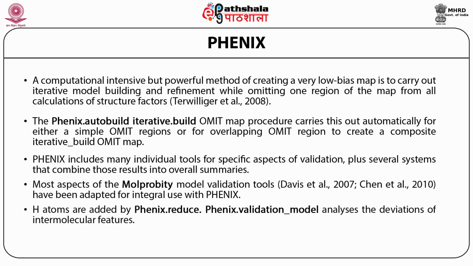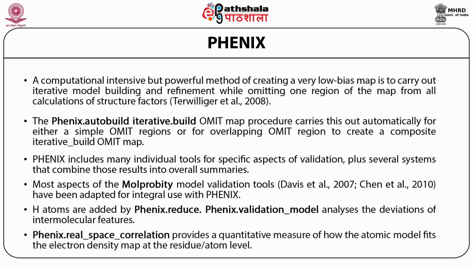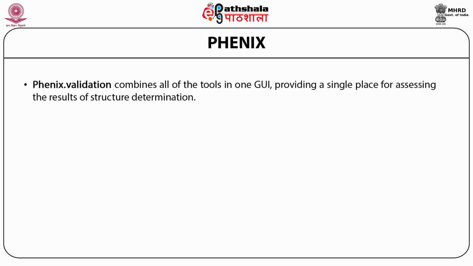Hydrogen atoms are added by PHENIX.reduce. PHENIX.validation_model analyzes the deviations of intermolecular features. PHENIX.real_space_correlation provides a quantitative measure of how the atomic model fits the electron density map at the residue or atom level. PHENIX.validation combines all of the tools in one GUI, providing a single place for assessing the results of structure determination.